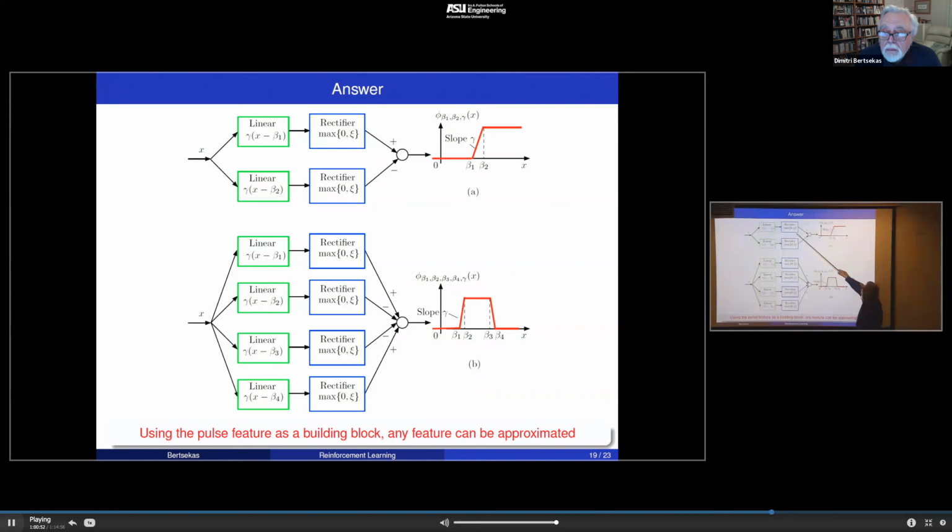Of course, if the rectifier was a rectified linear unit, an ReLU, then you would have some smoothing out of these corners, smoothing out here too, but it doesn't make much difference, okay? By making the pulses sufficiently narrow and the slope sufficiently high, you can still get as adequate an approximation as you may need.